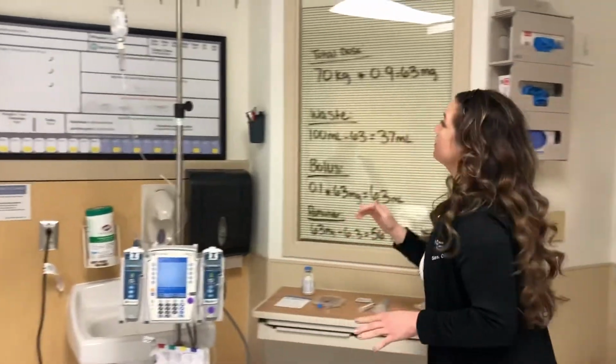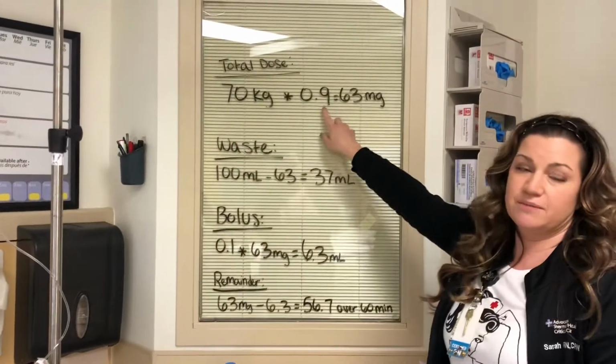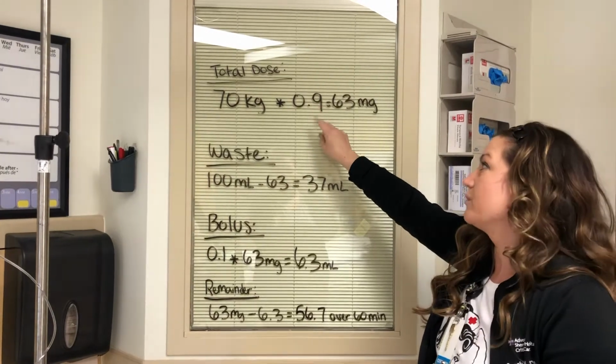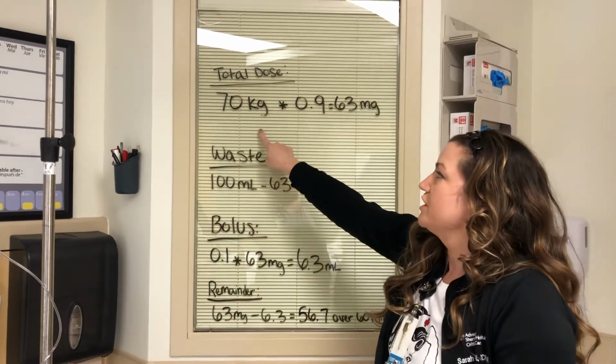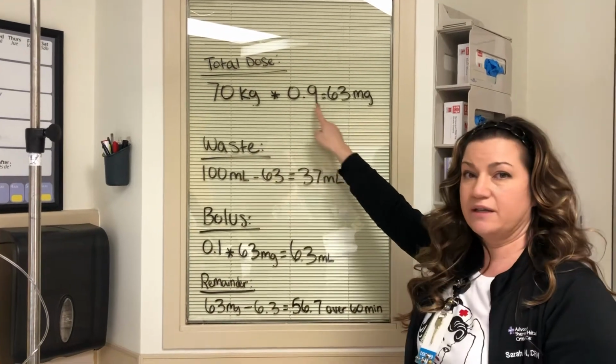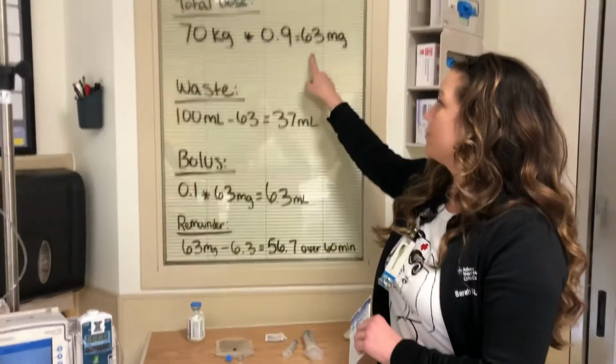From there, we're gonna look at our patient's weight. So we know that the total dose that needs to be given is 0.9 milligrams per kilogram over 1 hour. Our patient is 70 kilograms. So we're gonna take 70 kilograms times 0.9 equals 63 milligrams. This is going to be our total dose.